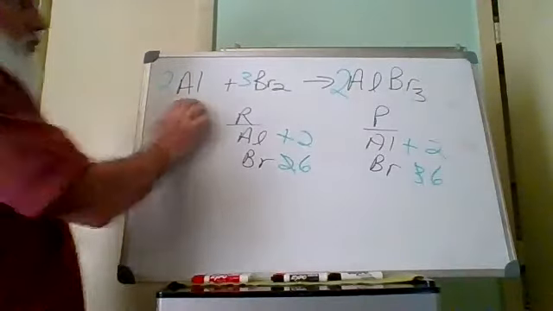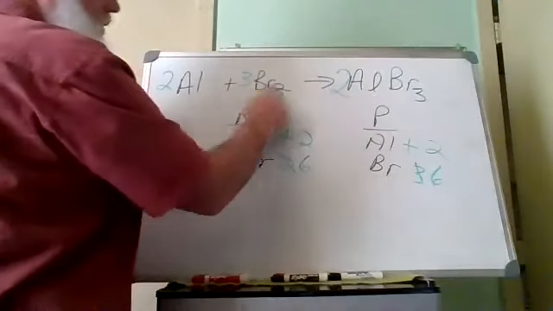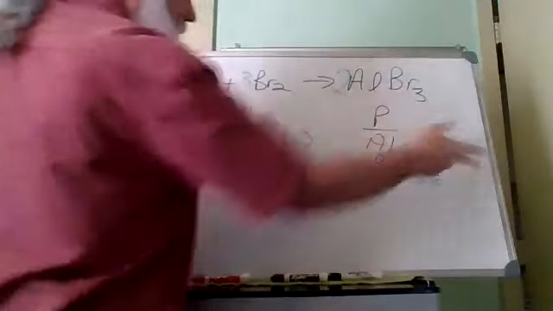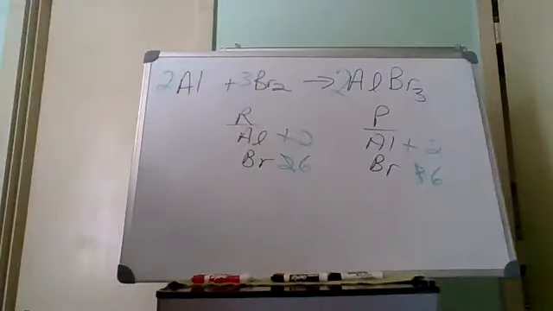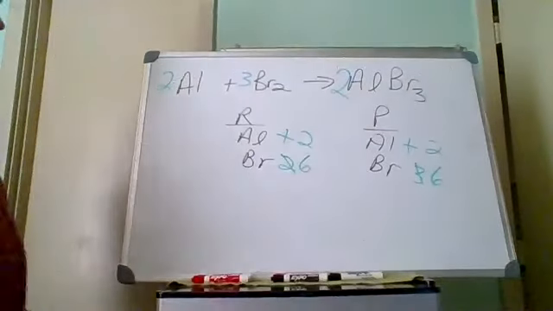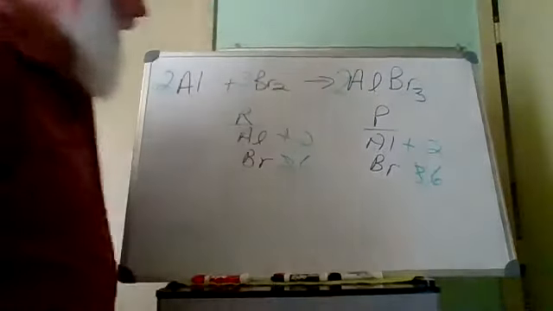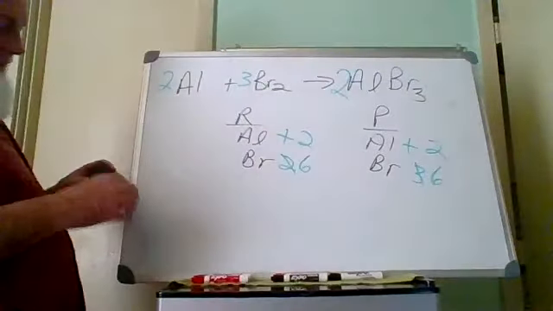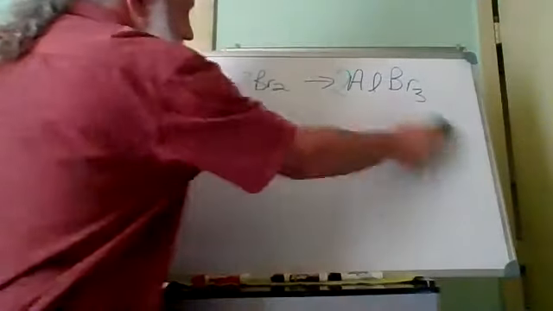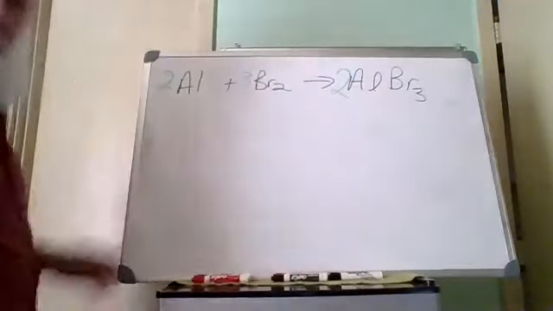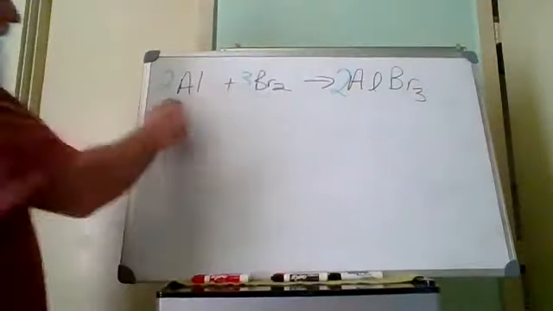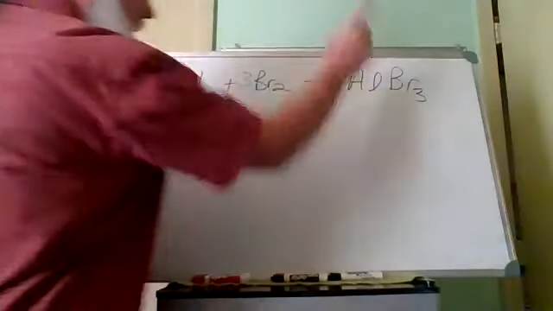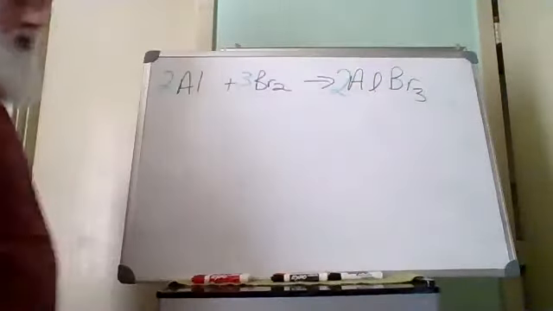1 aluminum times 2 is 2. 2 times 1 is 2. 3 times 2 is 6 bromines. 2 times 3 is 6 bromines. And we're good. Okay? All right. Now, we can see this is a synthesis reaction because there's only 1 product. Right? This A plus B gives us AB. 1 product, this is a synthesis reaction.